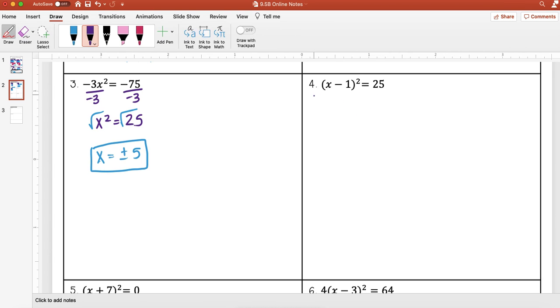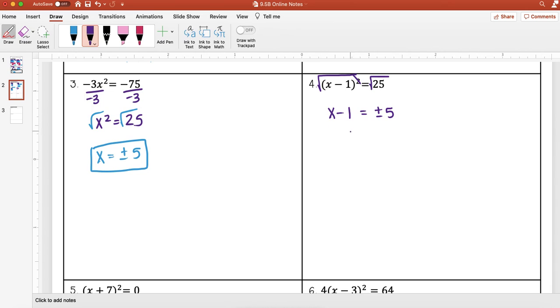Okay, this one looks a little bit different. I have parentheses now that's all squared. But that's okay. You're still going to be doing pretty much the same thing. So to get rid of that square term, I'm going to take the square root of both sides. And so those cancel, so I just have x minus 1 is equal to, when I take the square root of 25, again, that's going to be plus or minus 5.